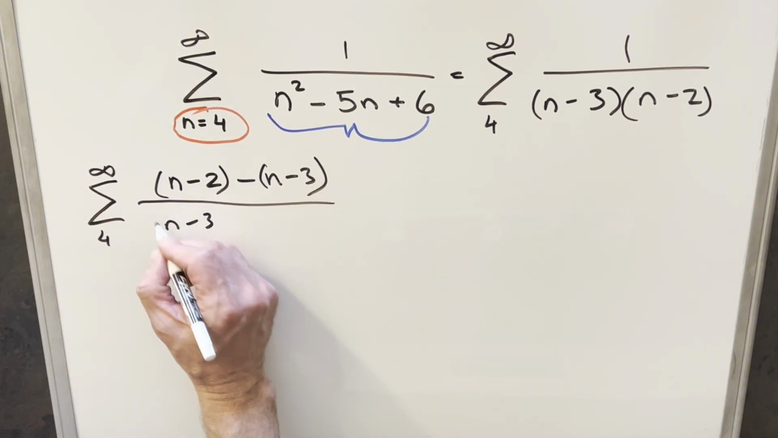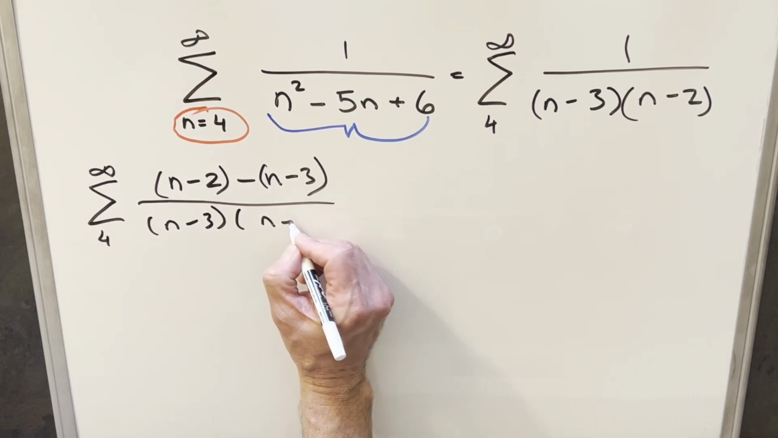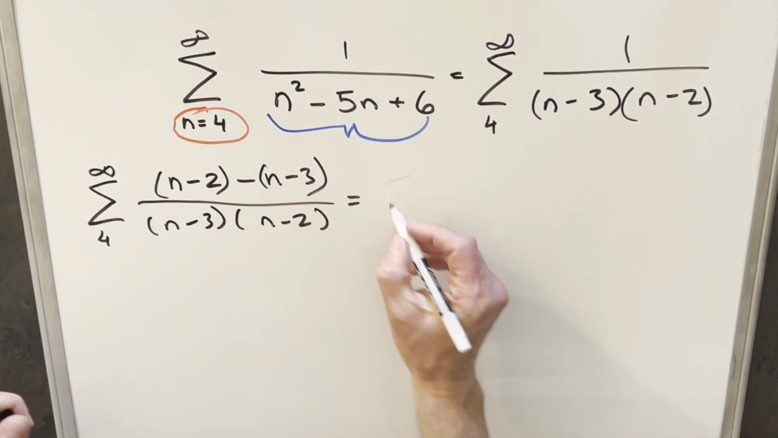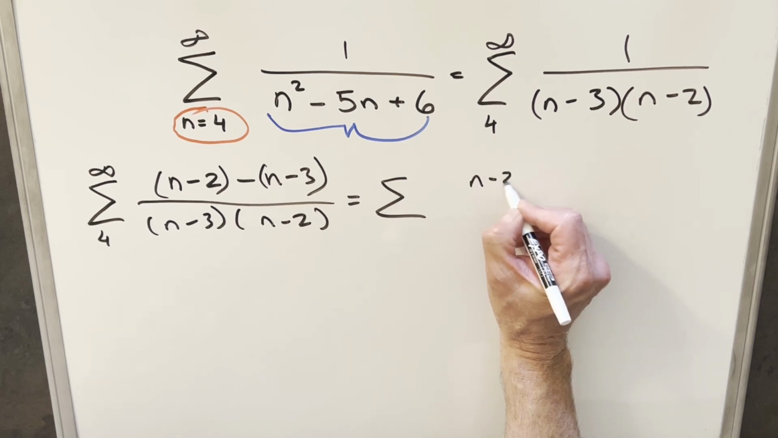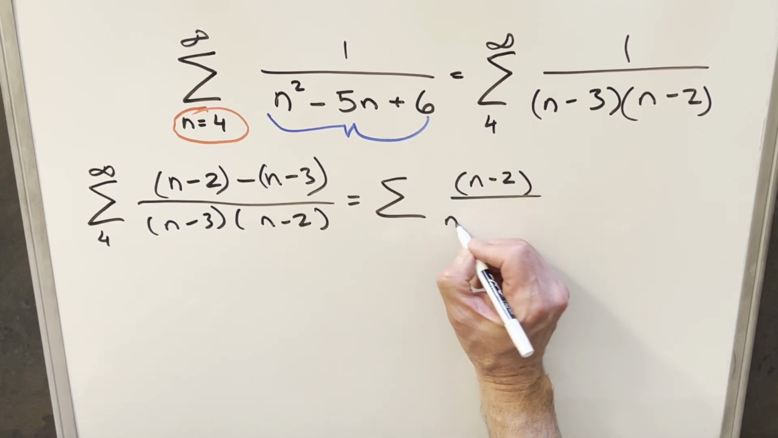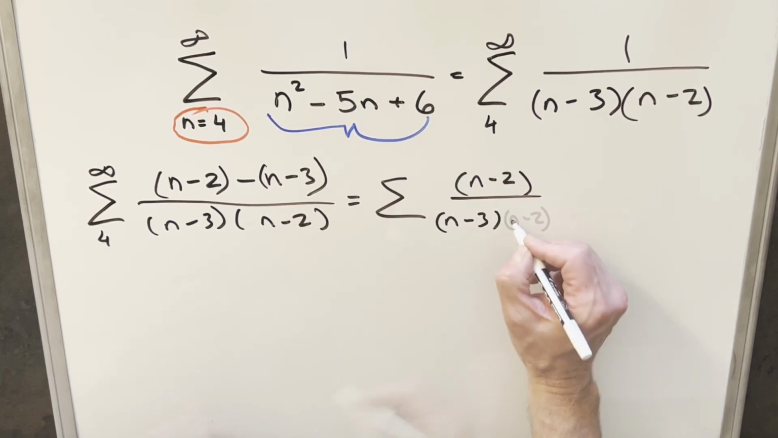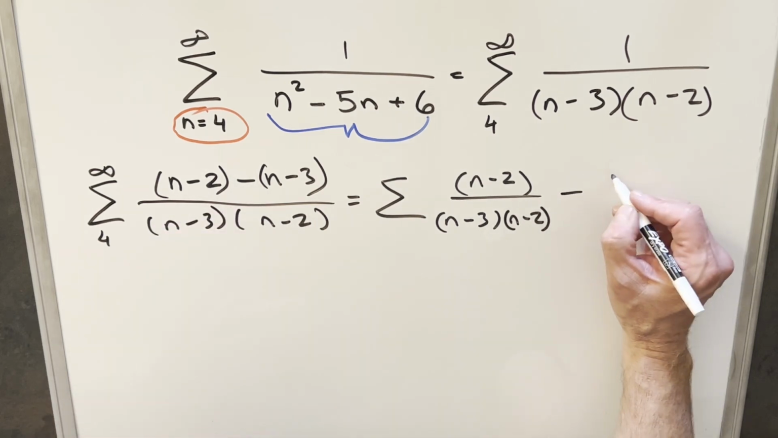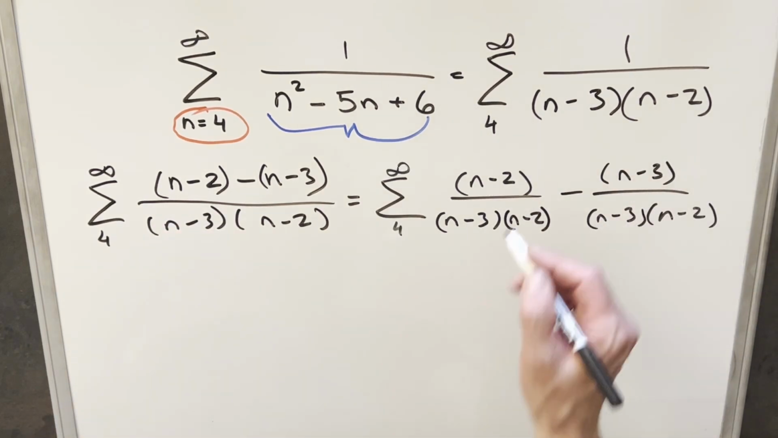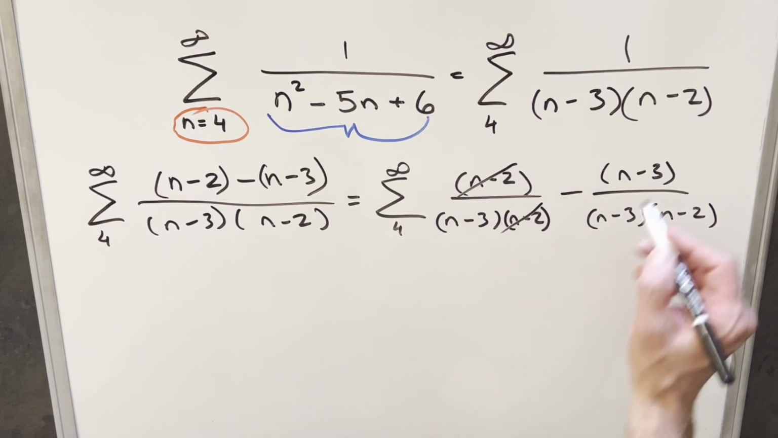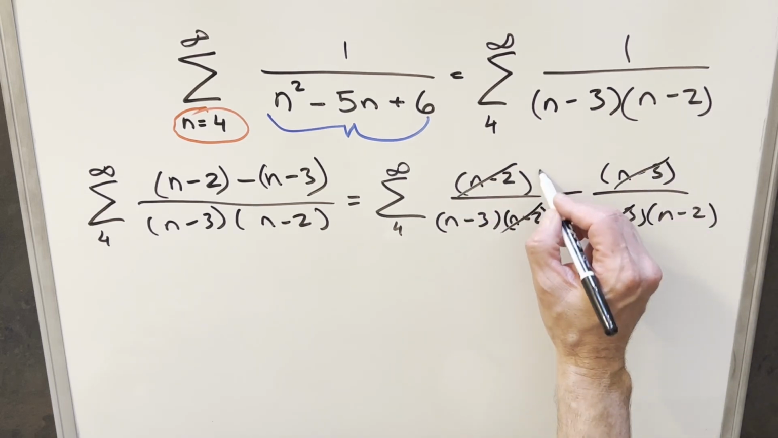Doing it this way, we're going to get some nice cancellation when we separate this out. So I can take this and break it into 2 fractions. I can write this as n minus 2 over this stuff. And then for our second one, we're going to have this minus in front, and then n minus 3 over the same denominator. But then I can cancel the n minus 2's here and the n minus 3's here, and then we just have 1's in the numerator.